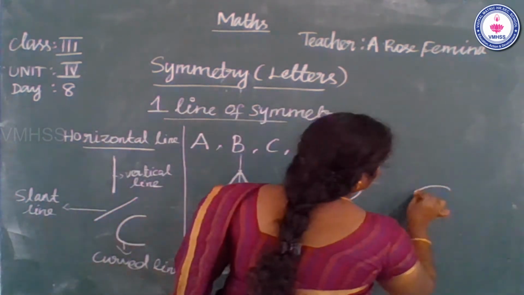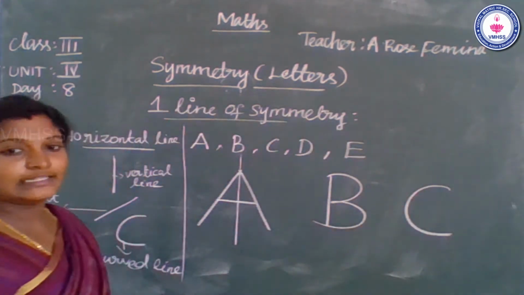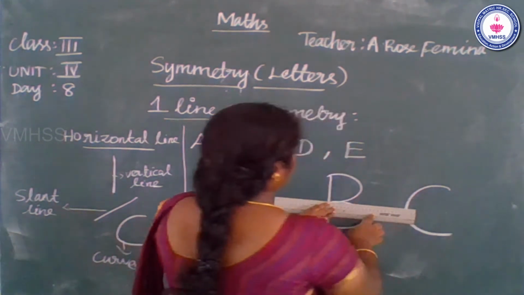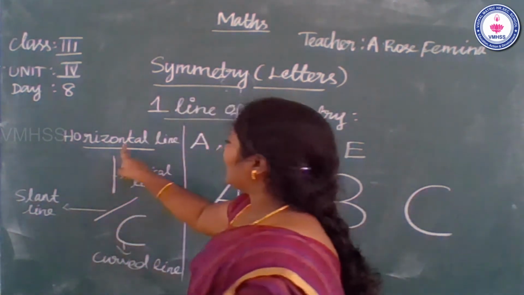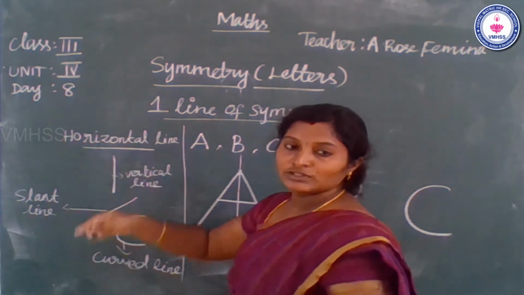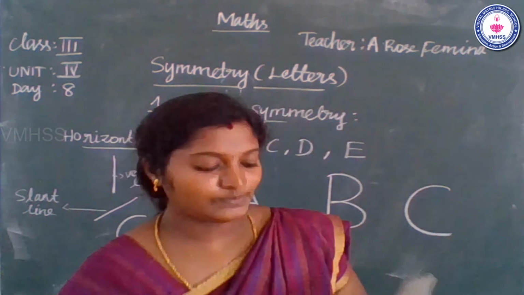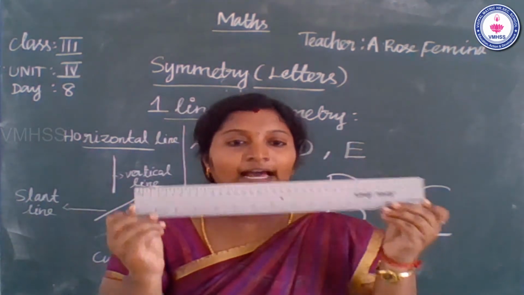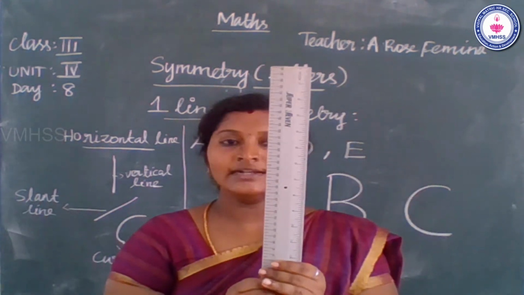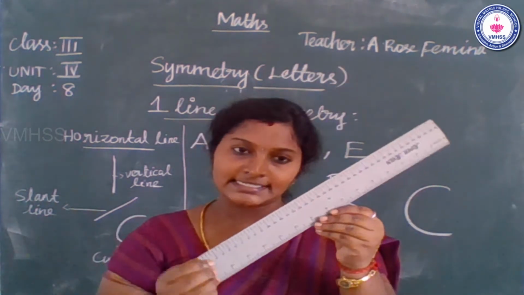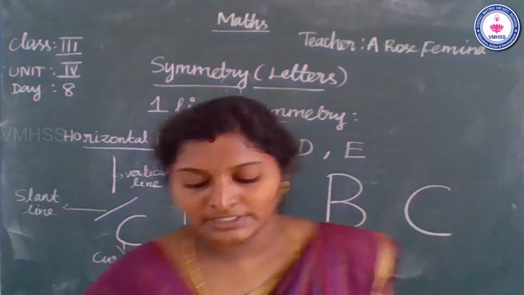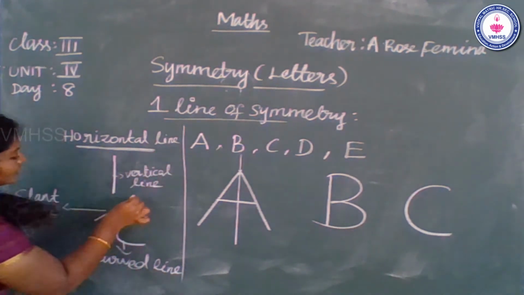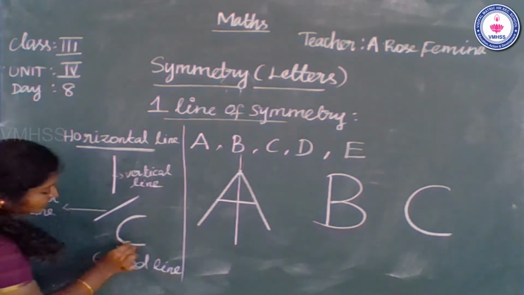Okay, C. See the board carefully. So we have a horizontal line. So this line is a horizontal line. See some example. I have one ruler. This type of line is a horizontal line, and this one is vertical, and this is a slant line. So: vertical line, horizontal line, slant line, and curved lines.